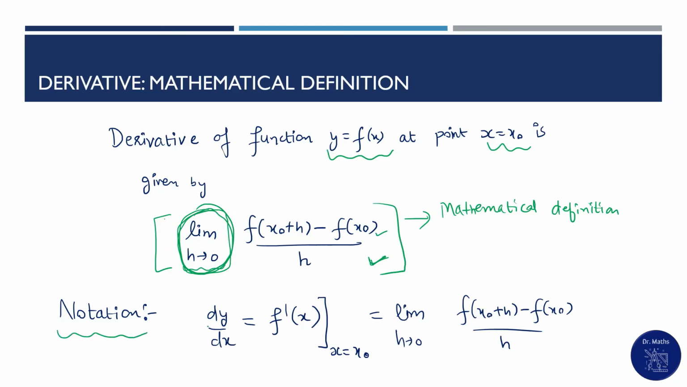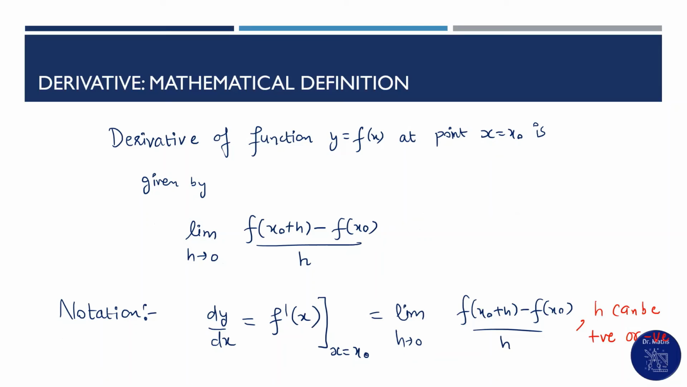And what is the notation of it? So this is denoted by dy/dx. It's a standard notation, and also denoted by f dash x. So f prime or f dash denotes the derivative, and with a square bracket we write it like at x = x naught. So this is the mathematical definition.